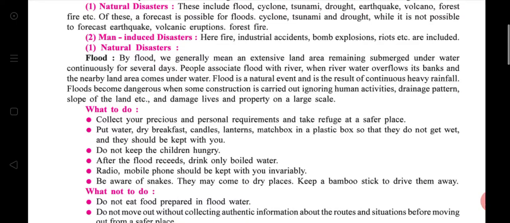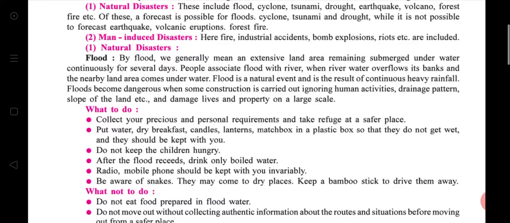The first point is collect precious and personal requirements and take refuge at a safer place. First go to the safer place, and then put water, dry breakfast, candles, lanterns, and matchbox in a plastic box so that they do not get wet, and they should be kept with you. Whenever you go to a safer place, please put water, dry food and candles in one plastic bag or box so they do not get wet. Otherwise, it's not useful for you.